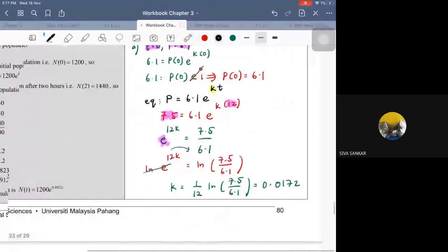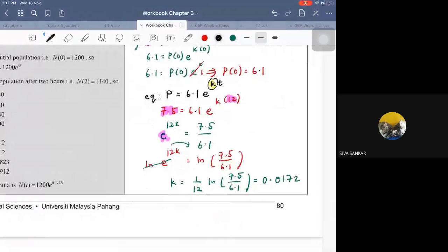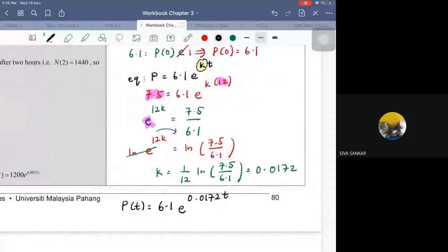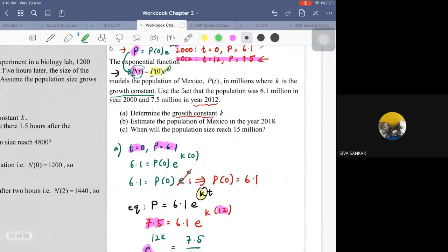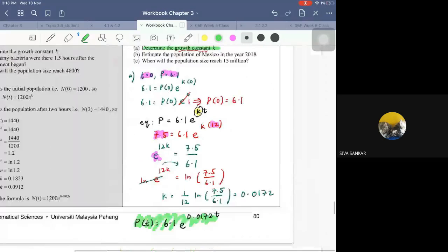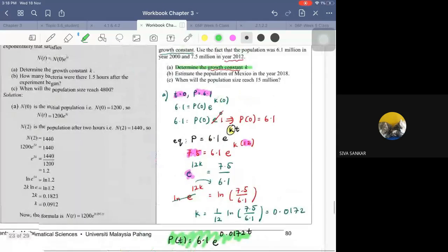So our equation P of T is actually going to equal 6.1 exponential of 0.0172 multiplied by T. Ni adalah kita punya equation. So kalau you nak buat calculation nanti, so you akan pakai this particular equation. So let me highlight this equation right there. Okay, so that is going to be for A. So here, kata determine the growth constant K. So I dah bagi equation siap-siap dah, cari nilai K and I even updated the equation.